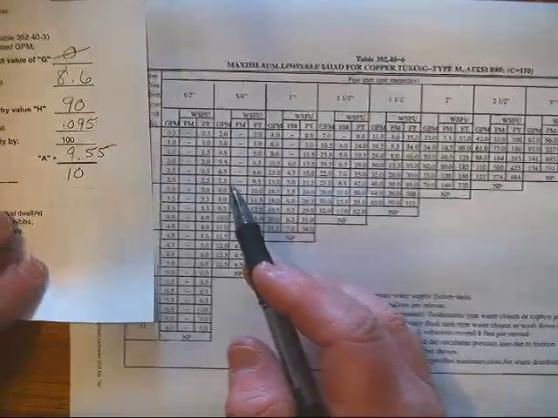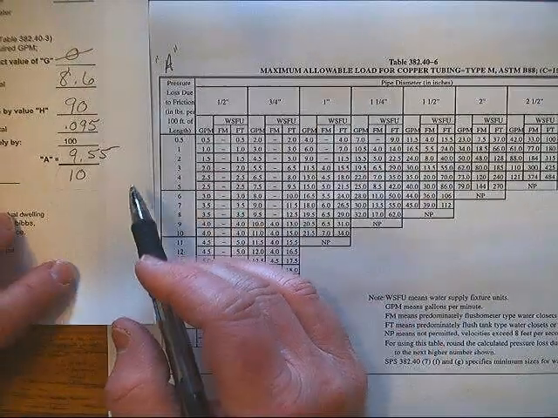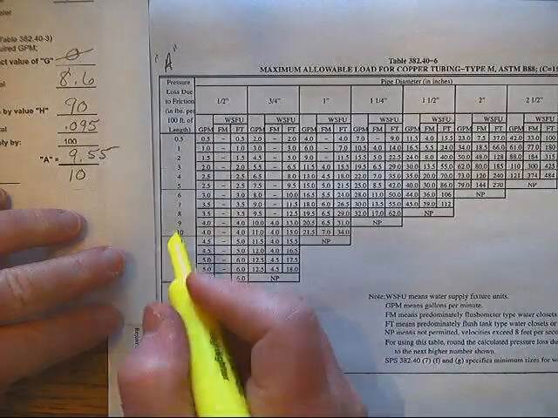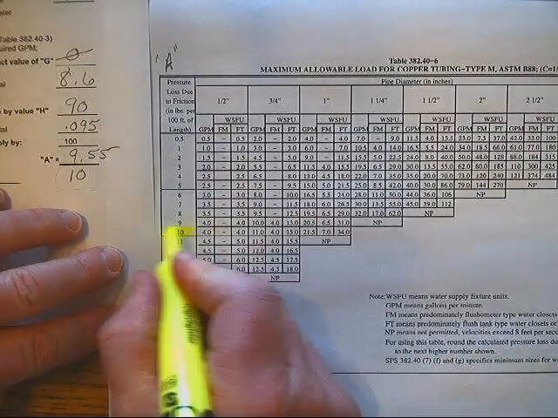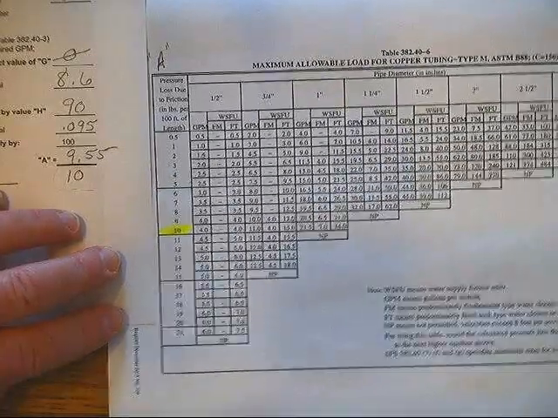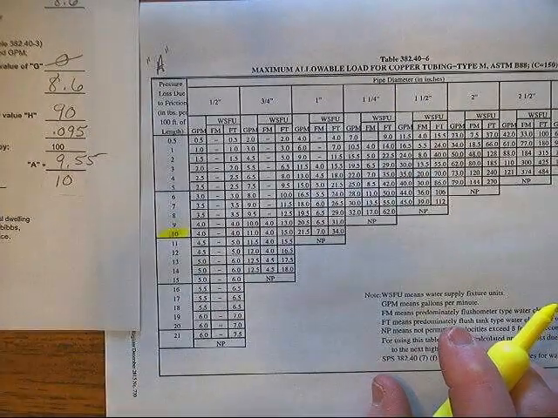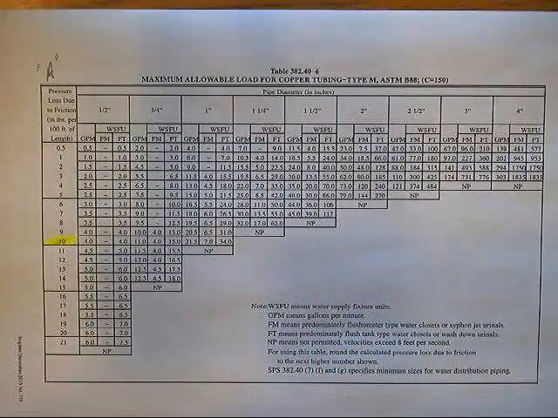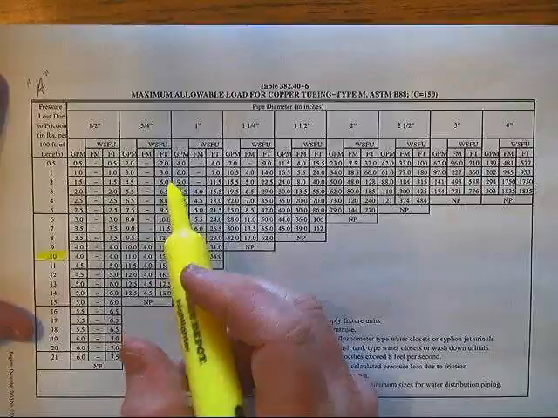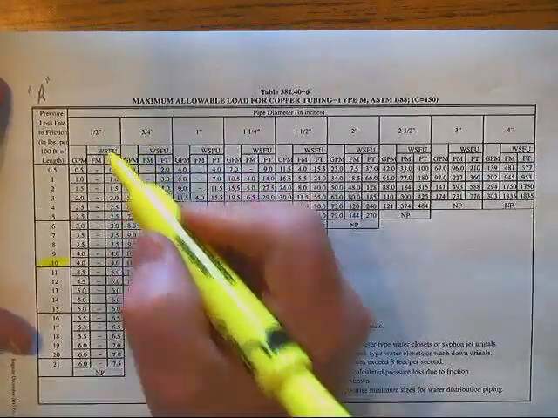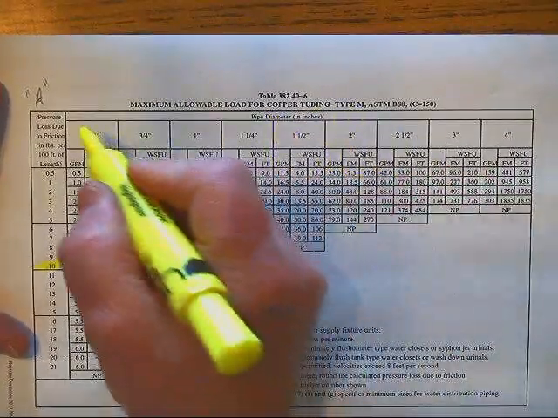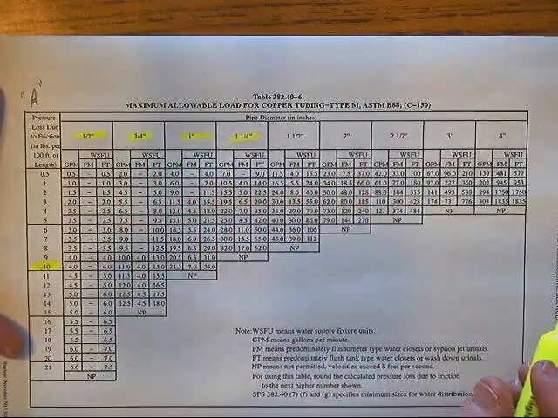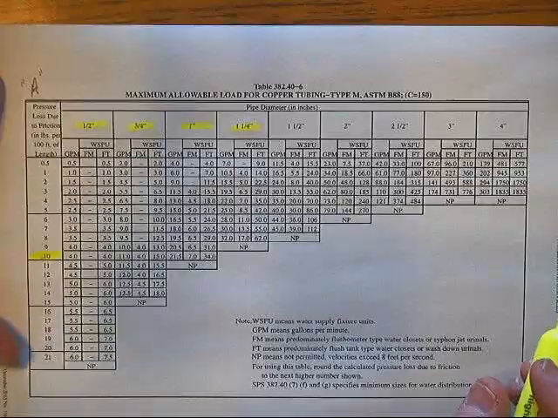And so my A value is going to be 10. So I'm going to come down here to 10. And that's where I'm going to start to read to determine pipe sizes. Now the way this table is set up is that the top of your table has your pipe sizes, your pipe diameters. We have 1/2 inch, 3/4, 1 inch, 1 1/4 inch, and it continues up till 4 inch.